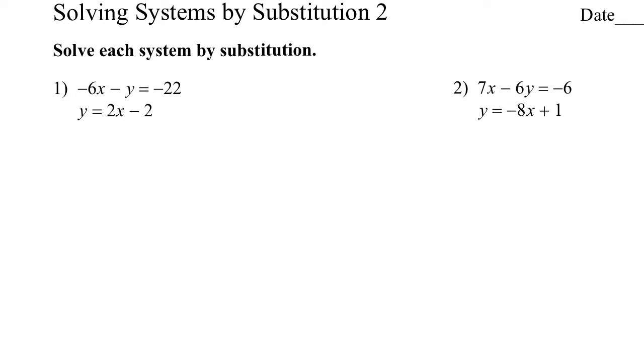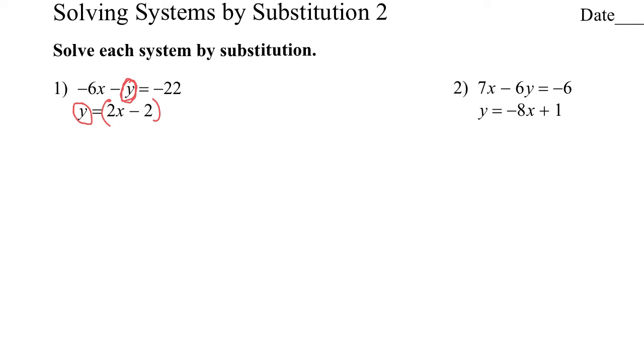Okay, here's another way to solve systems by substitution if the equations are given to you a little bit differently. So now just one of the equations is solved for y and the other one's not. It's in standard form. So you could solve the other one for y, or since this one's equal to y, we can take the 2x minus 2 and plug it into the other y.